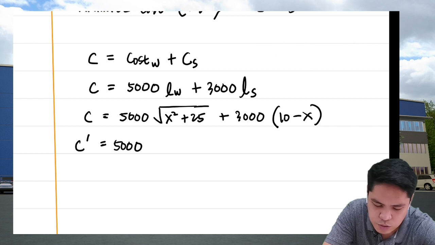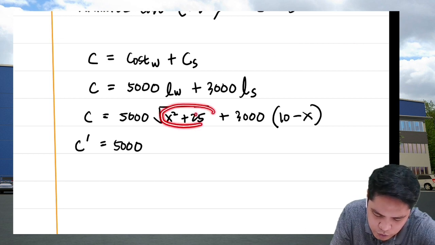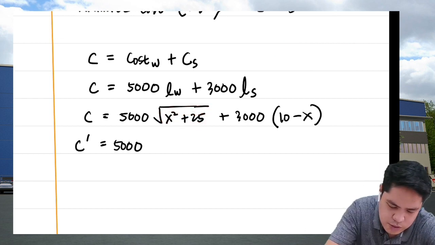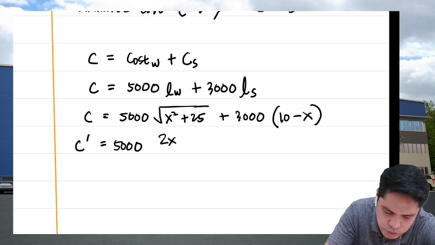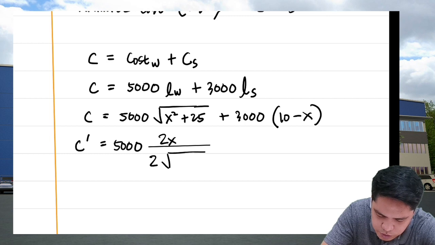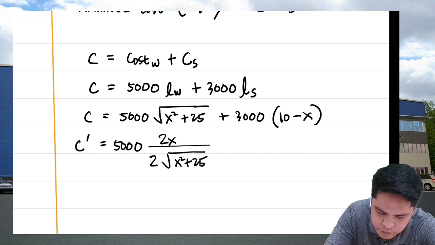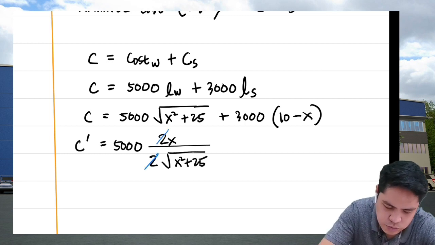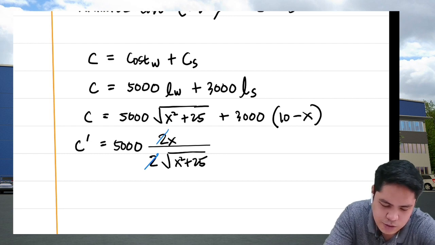Ganon. So that means we just need to get the derivative of this inside. So that's just 2x over 2 times the square root of x squared plus 25. And I could just cancel out 2. So, tapos na. Ganun lang siya kadali.